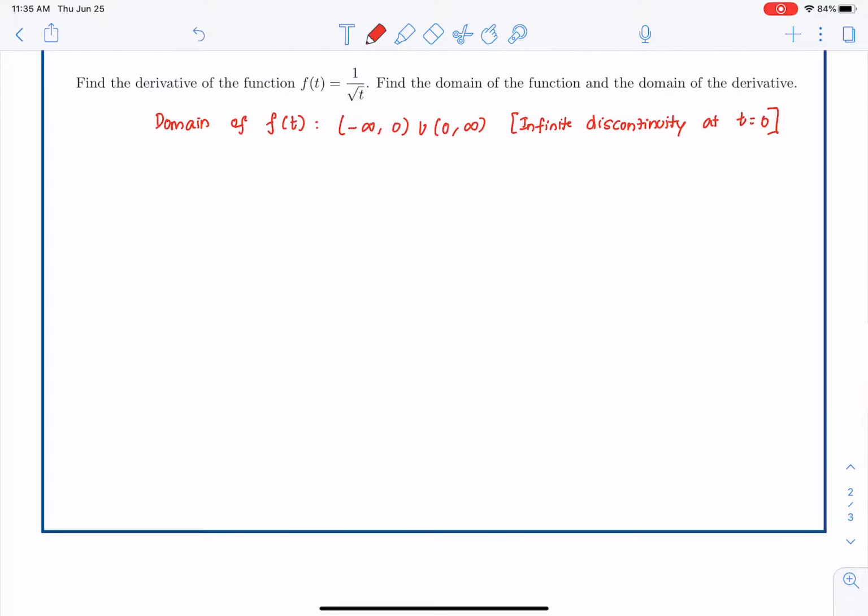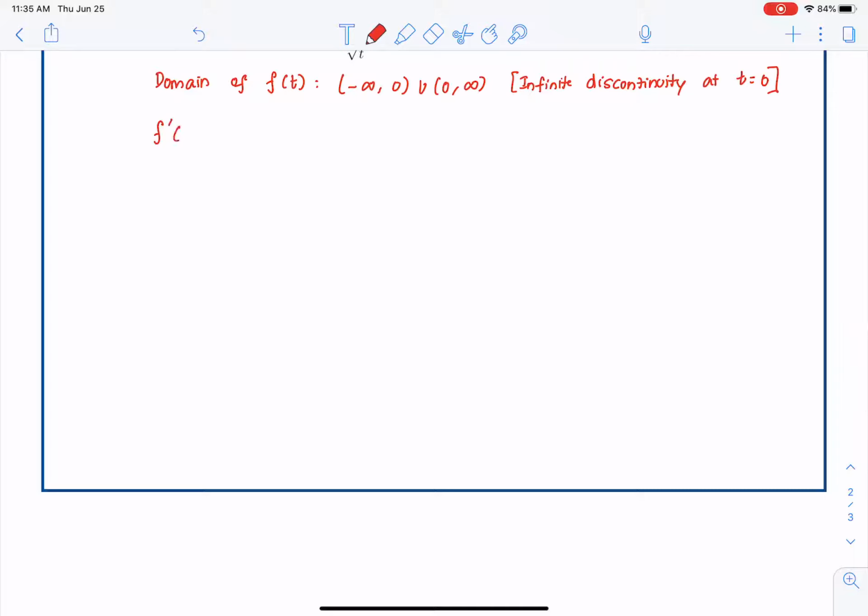Let's find the derivative f prime of t. Now you've got to keep in mind, when we take the derivative, we always take the derivative of the function f with respect to its independent variable. So that is the derivative of f of t with respect to t. And what is t here? t is the independent variable.